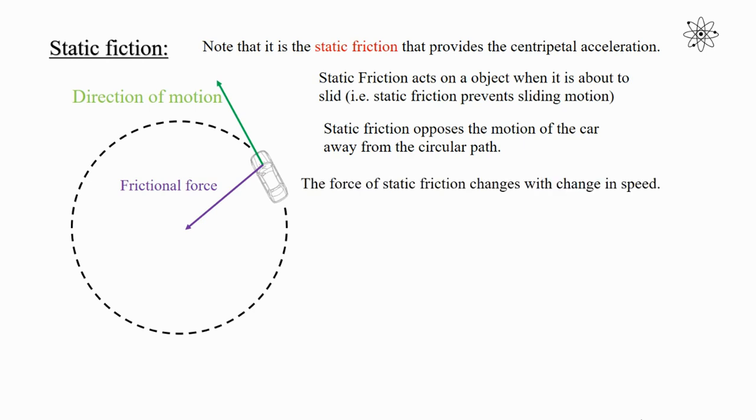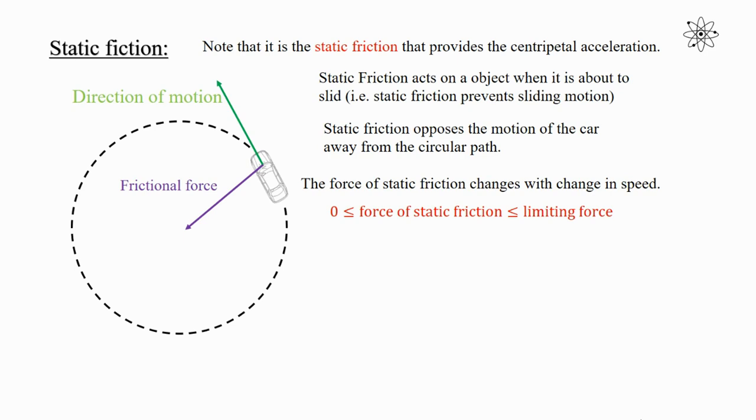The force of static friction changes with change in speed. That is, the static friction takes a value from zero to the limiting force. If the speed of the car increases, the force of static friction increases. If the speed of the car decreases, then the force of static friction decreases. But it has a lower limit of zero and an upper limit of the limiting force. From this we can understand, students, the force of static friction is a self-adjusting force. It adjusts itself with respect to the speed.